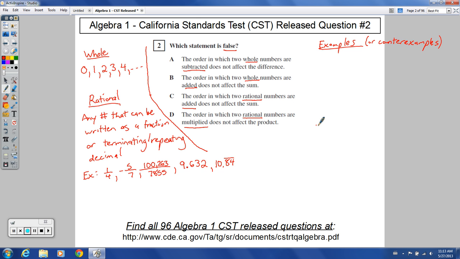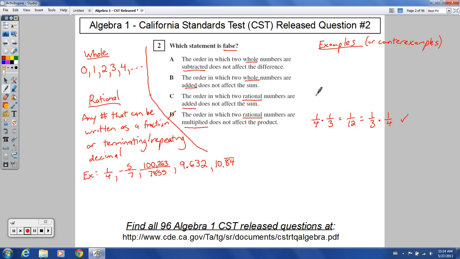If I took two rational numbers, let's keep it pretty simple: 1/4 times 1/3 would be 1/12. Does that equal 1/3 times 1/4? If I switch the order, the commutative property says I can do that, and that in fact works out. Those two things are equal. The order in which two rational numbers are added does not affect the sum. So this was true. I can cross that off.